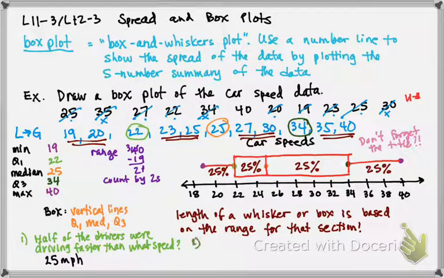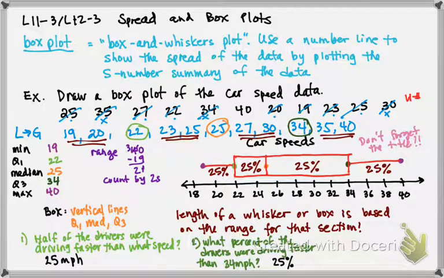What percent of the drivers were driving faster than 34 miles per hour? So I find where 34 is, which is our quartile 3, and faster than that would take it to 25%. Okay? So those are some things that you might be asked to do with the box plot. Not only create it, but then answer some questions.